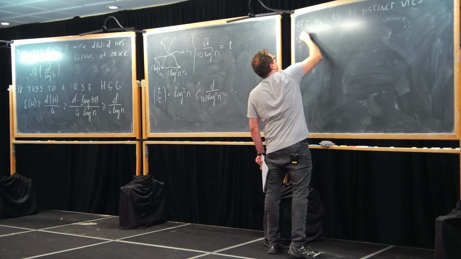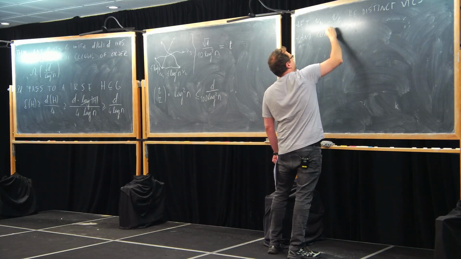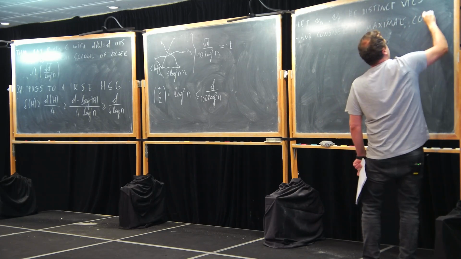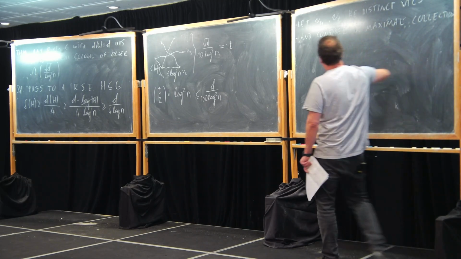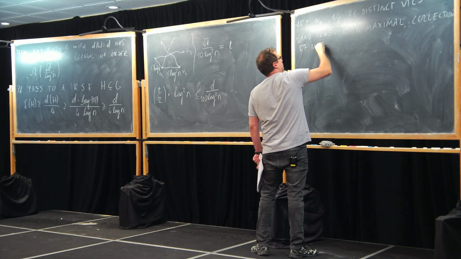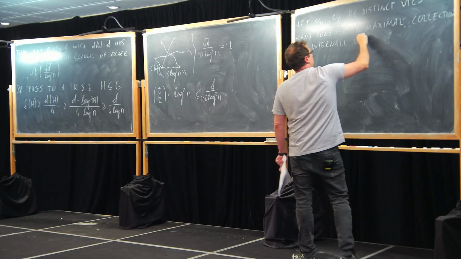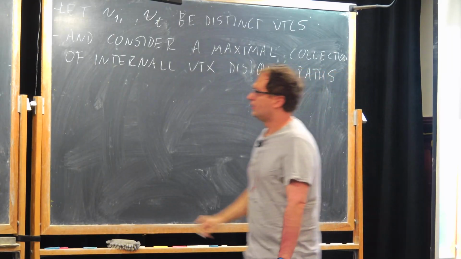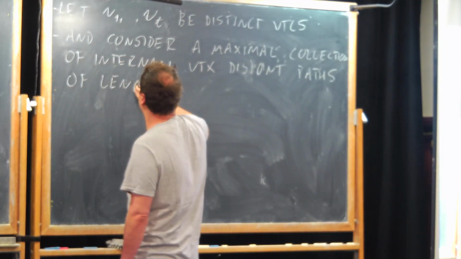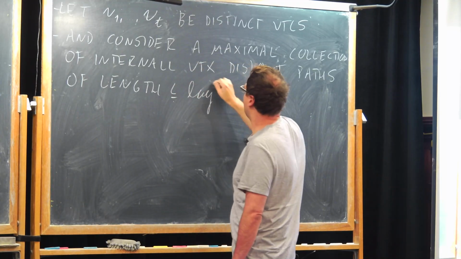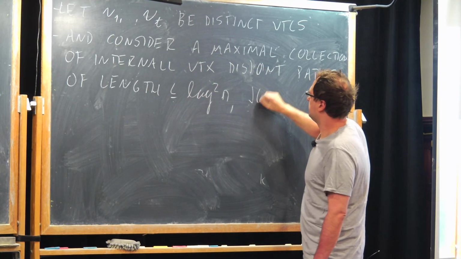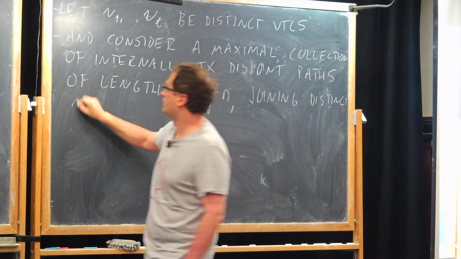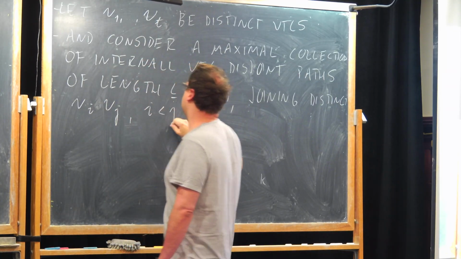And consider a maximal collection of internally vertex disjoint paths of length at most log squared n joining distinct vi, vj, i less than j.